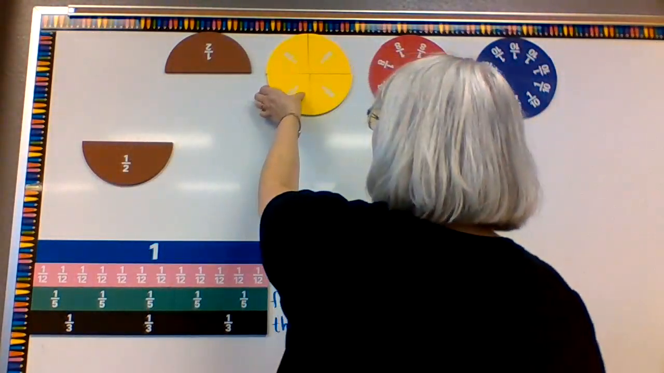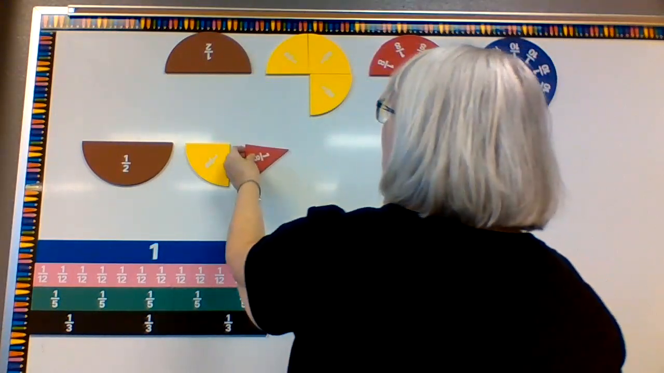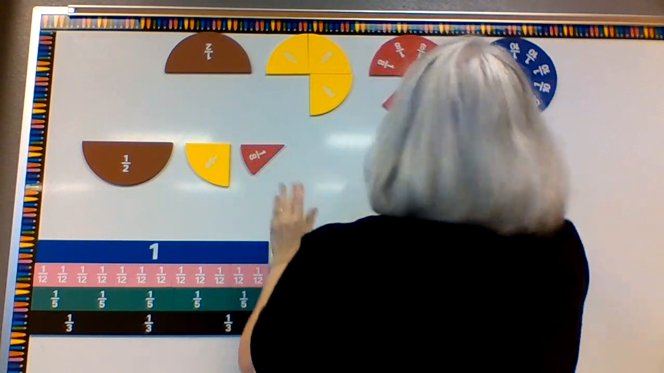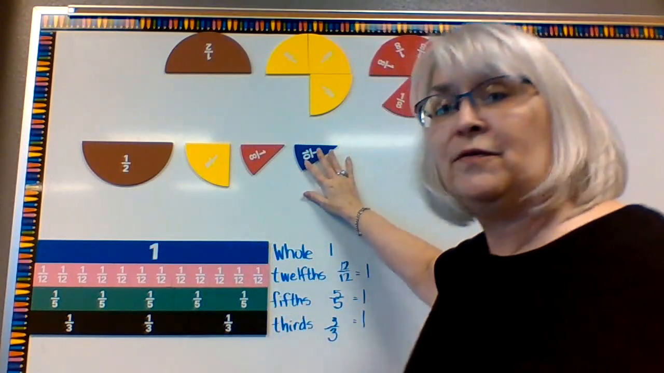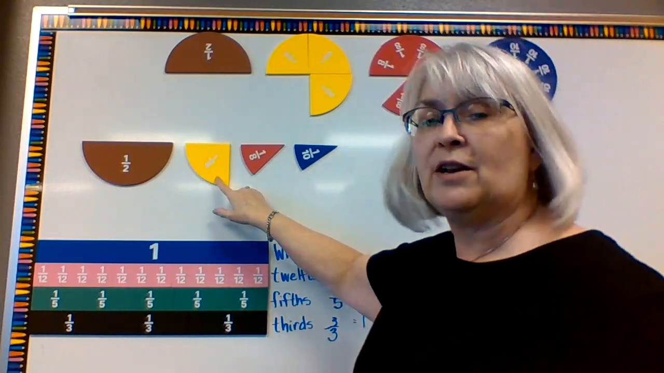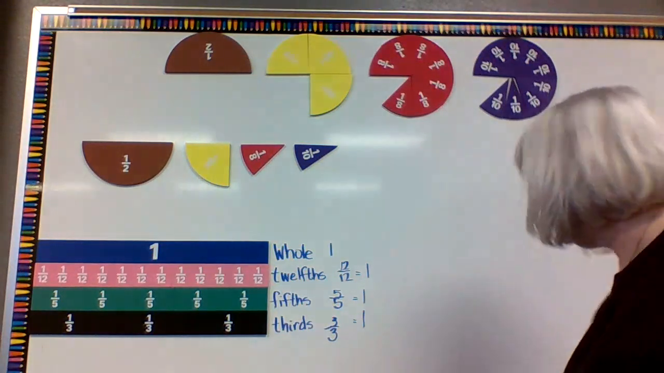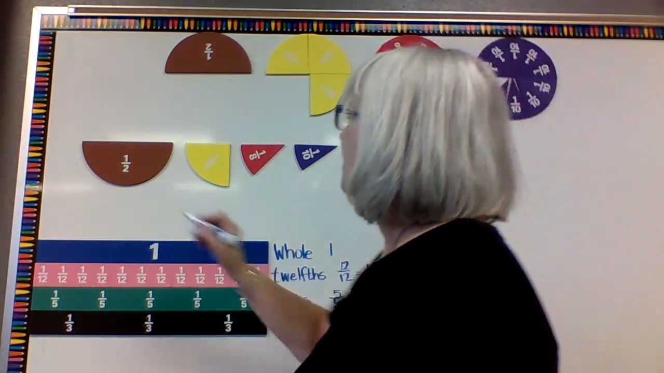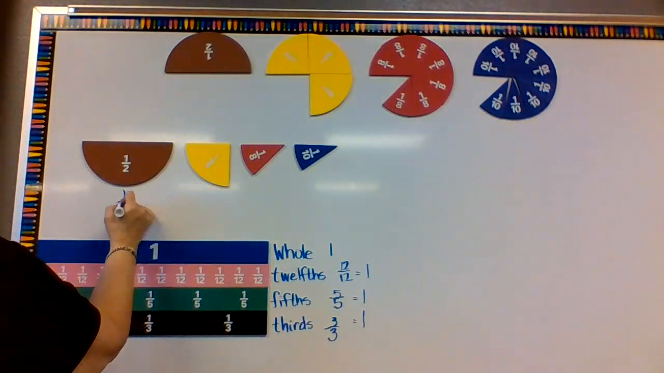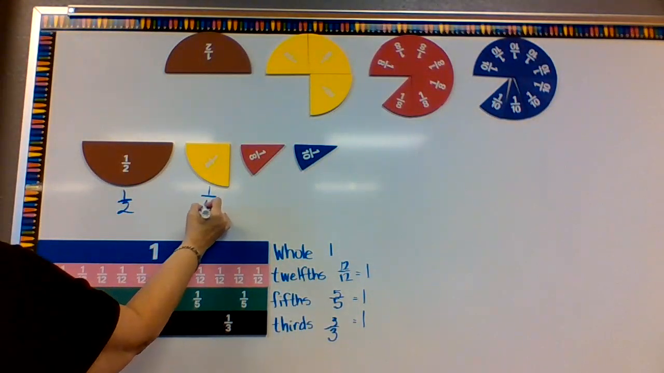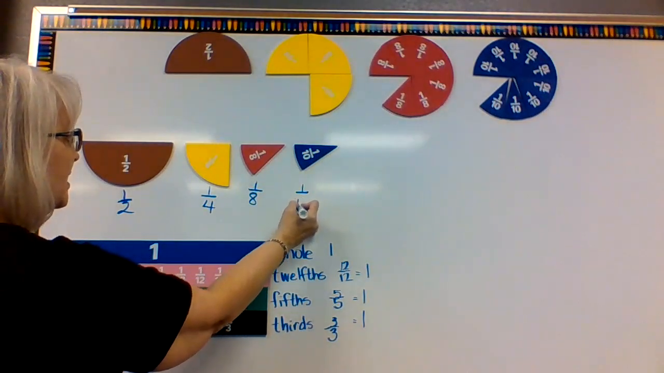1 half, 1 fourth, 1 eighth, and 1 tenth. And if you will see, it's written on here. The yellow is kind of hard to see, but it says 1 half, 1 fourth, 1 eighth, 1 tenth. But just to be sure, because you can't see that yellow, excuse me, I'm going to write it. 1 half, 1 fourth, 1 eighth, 1 tenth.